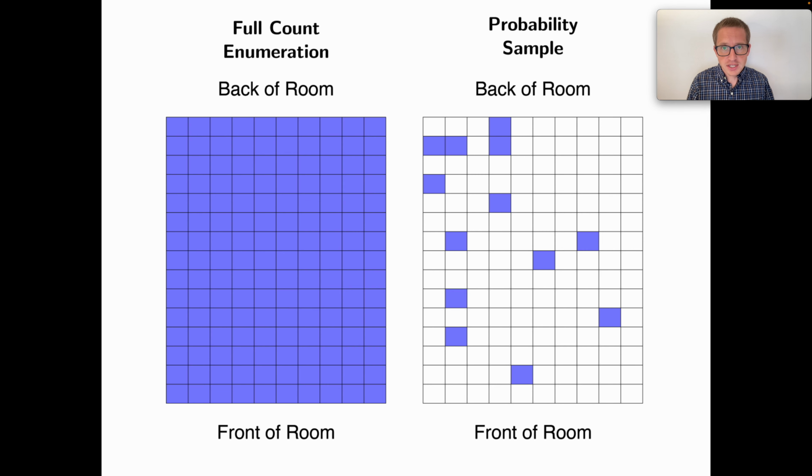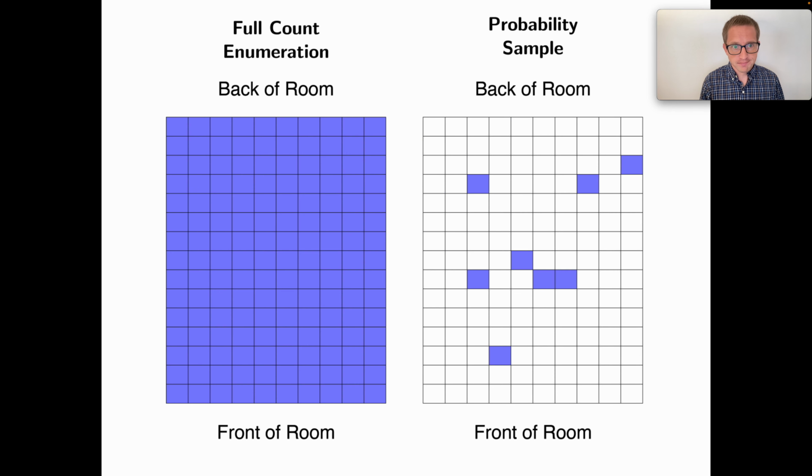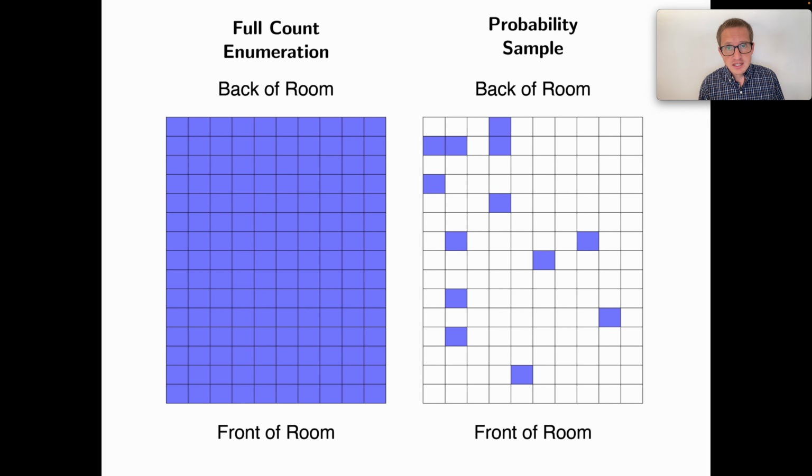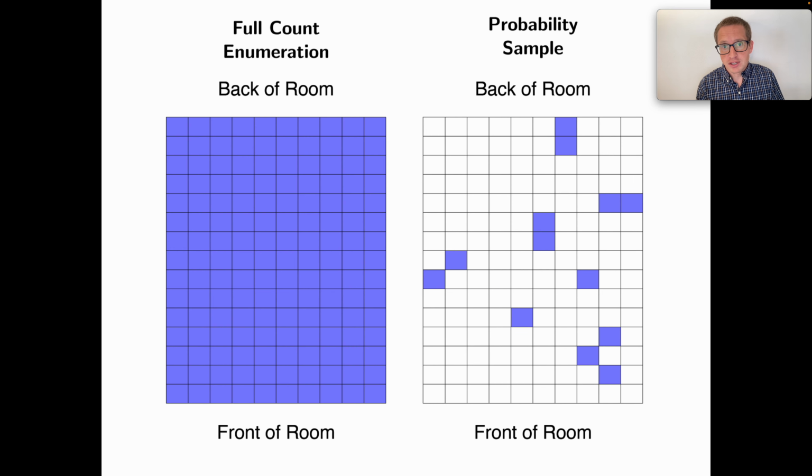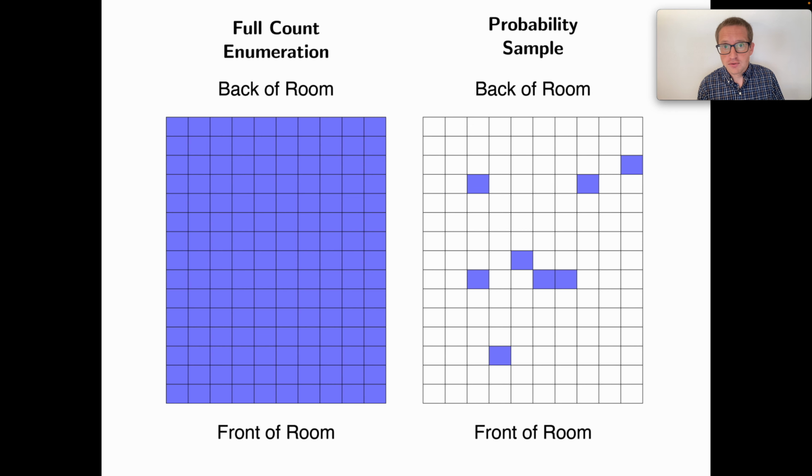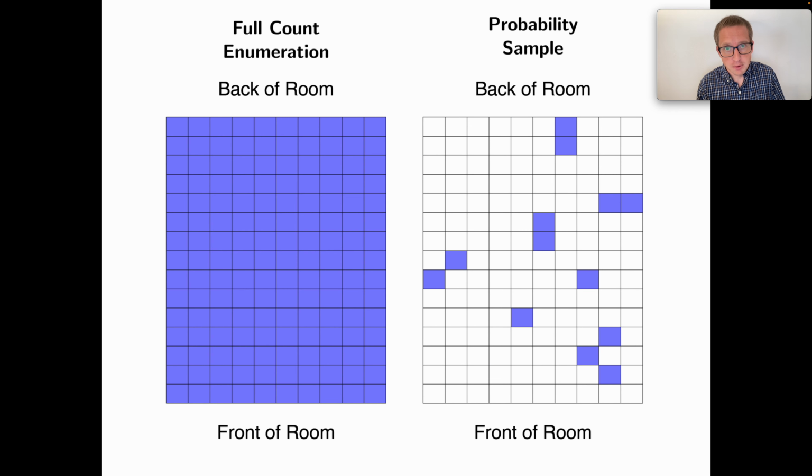If we wanted to visualize this, on the left we have full count enumeration. Every person in the classroom answers the question. On the right we have our probability sample. 10% of the people, chosen at random, answer the question. And of course, we would get different answers if we took different probability samples. Every time we run a probability sample, there's some randomness in who responds and the values they report because of who's chosen for the sample.